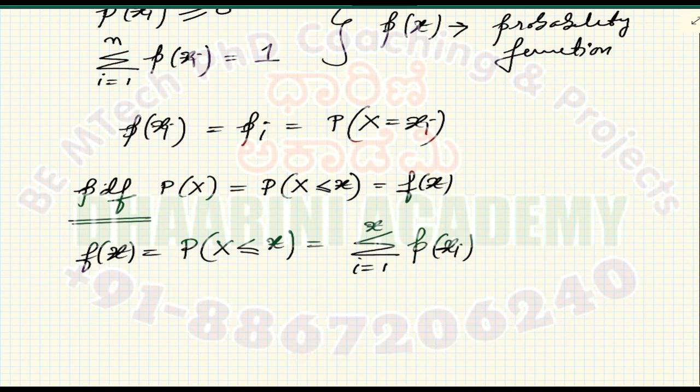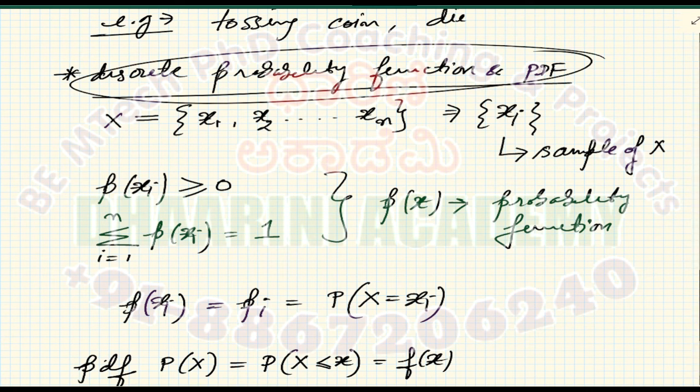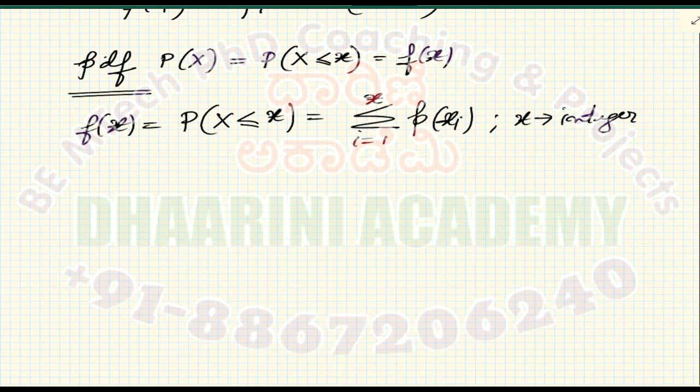Not only this, x is an integer. That's why this is called discrete. It's a discrete case. We are going to discuss the discrete first, so that is the discrete part. That's why I'm specifying the condition that this x has to be discrete. Now let's go further.